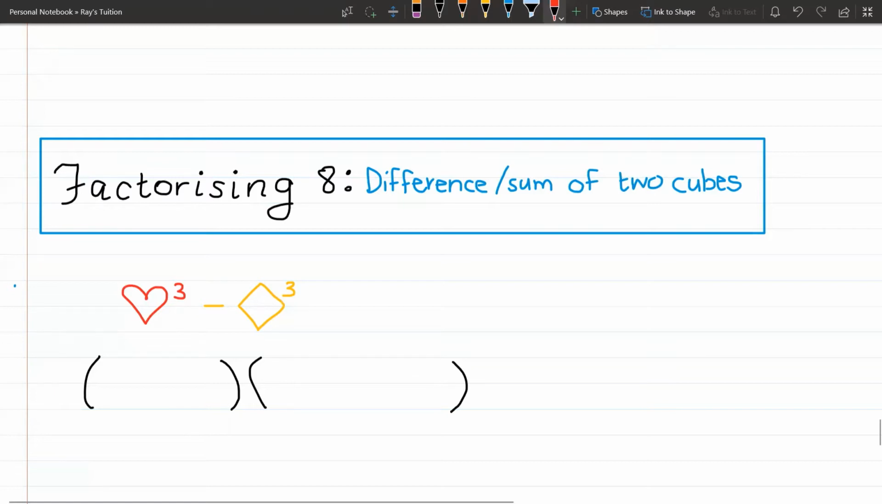So we're going to have two brackets. In the first bracket, we're going to have the cube root of the first term. And in the second place, we're going to have the cube root of the second term. Okay, a cube root of a negative is always negative, and there we have that. So now in the second bracket, what we're going to do is square the first term. So that's the first term, we square it.